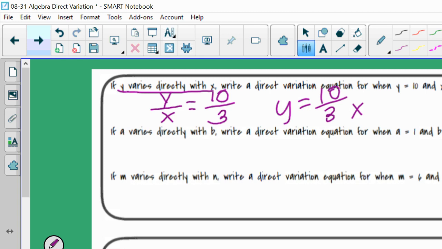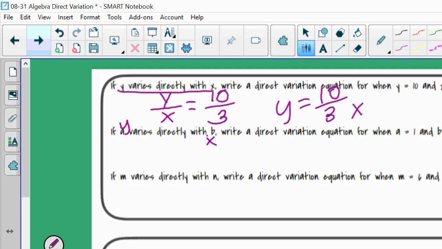It's going to be a repeating decimal because it's a third. Okay, now we get a little tricky here. So now it says if A varies directly with B. If you want, you can replace this with: if X varies directly with Y. No, I'm sorry. If Y varies directly with X.